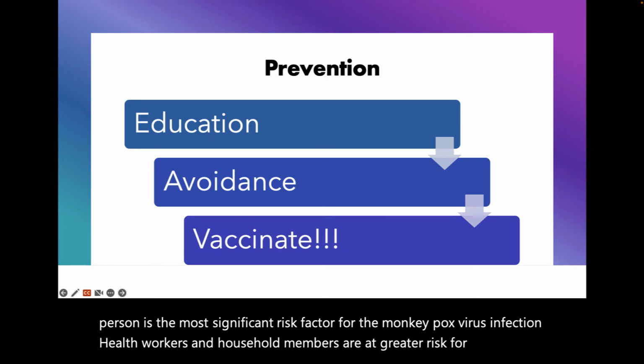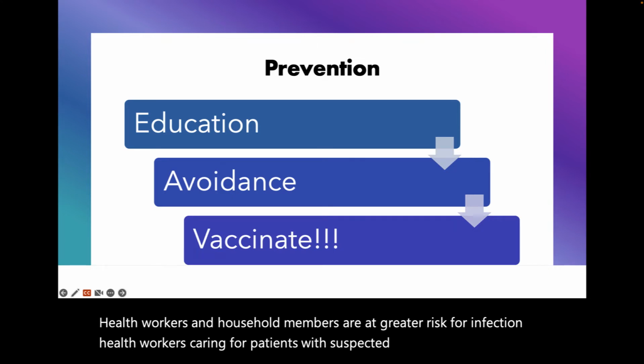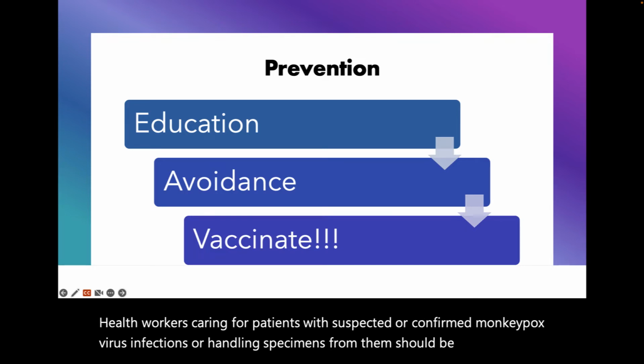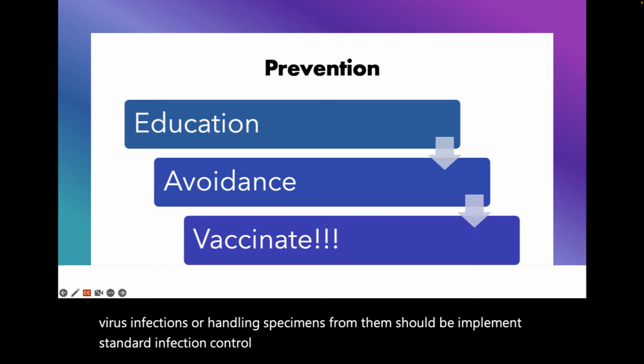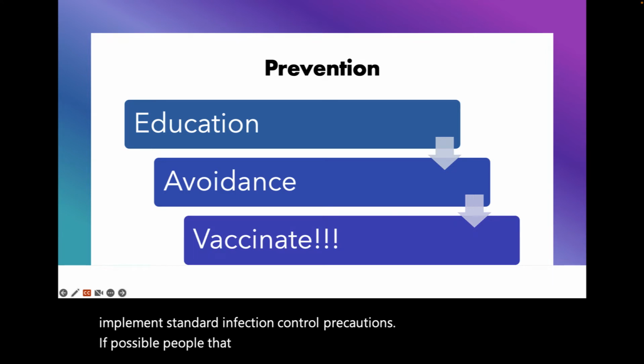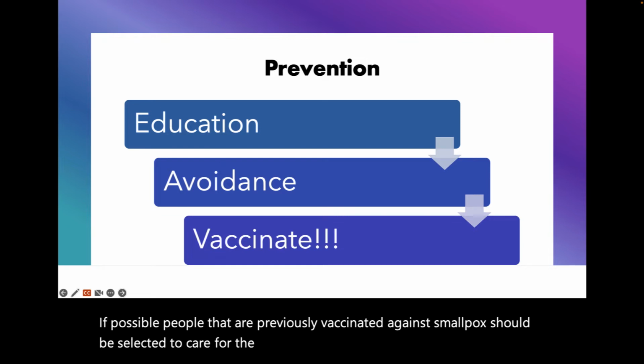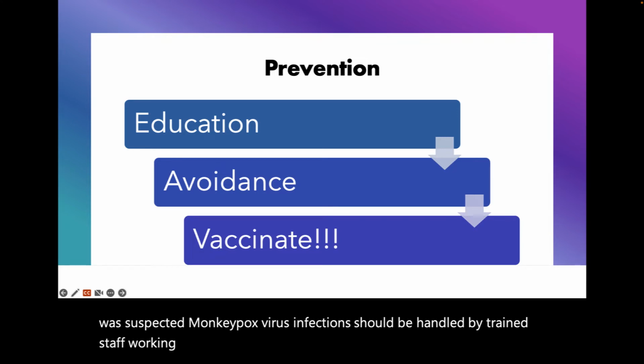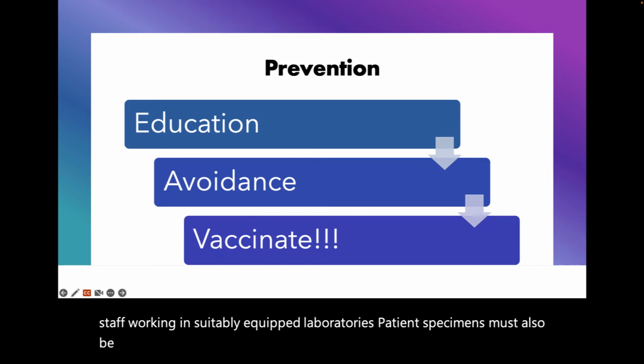Health workers caring for patients with suspected or confirmed monkeypox virus infections or handling specimens from them should implement standard infection control precautions. If possible, people that are previously vaccinated against smallpox should be selected to care for the patient. Samples taken from people and animals with suspected monkeypox virus infections should be handled by trained staff working in suitably equipped laboratories. Patient specimens must also be safely prepared for transport with triple packaging in accordance with WHO guidance for the transport of infectious substances.